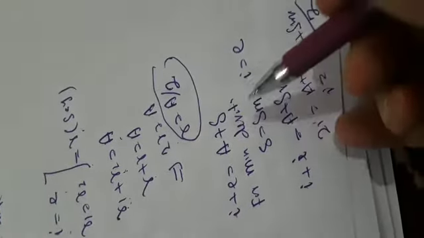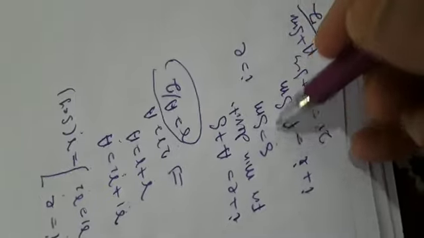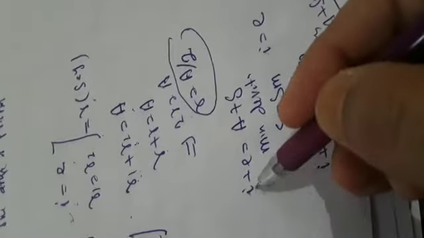2R is equal to A, so R is A by 2. We know that I plus E is equal to A plus delta, the deviation. For minimum deviation, delta is equal to delta M, and angle of incidence is equal to angle of emergence. That means twice I is A plus delta M, so I can find the value of I, and I can find the refractive index of a prism. Sometimes this numerical is asked.